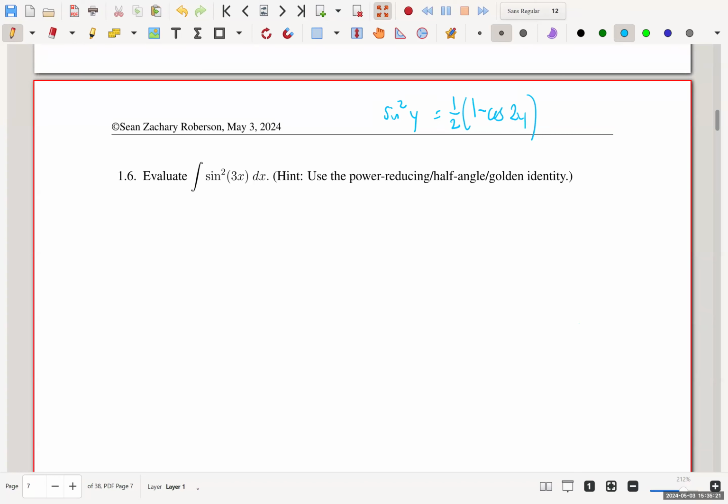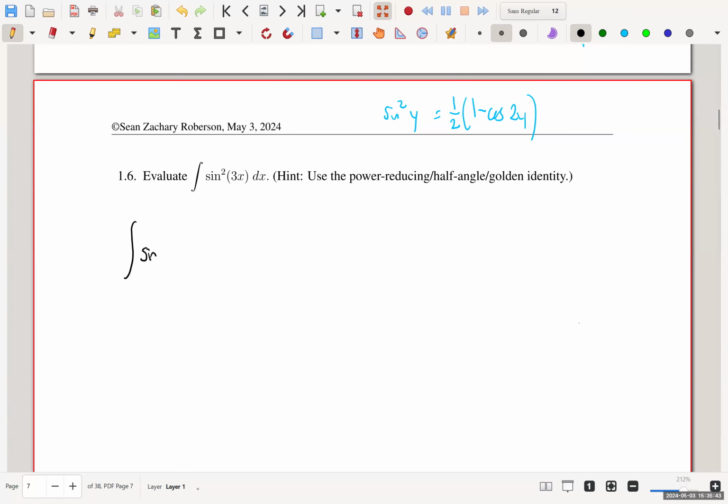We have before sine square y. Now I'm taking the cosine of twice y, and I take half this value. Many ways to rewrite sine squared and cosine squared, if you remember from pre-calc. Some of them are more useful than others. This one's the useful one. So let's just go ahead and think about this right away. We're going to go ahead and use this hint.